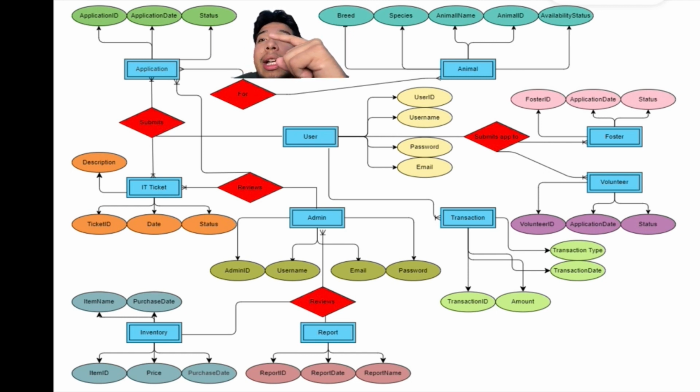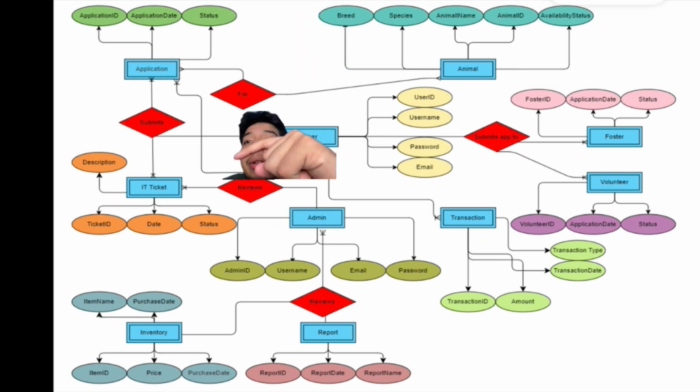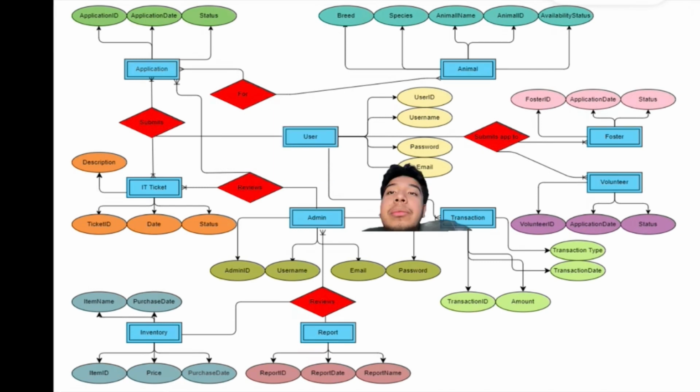With the application for animal, it is many to many, because there are many applications for many animals. Then I'm going to go down here to IT ticket. We have the user submits IT ticket, and then it gets reviewed by the admin down there. So one admin can review many tickets, and one user can submit many tickets.